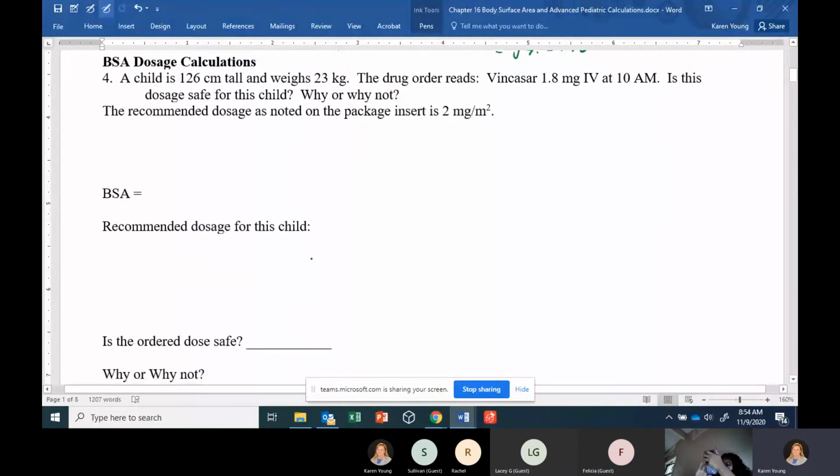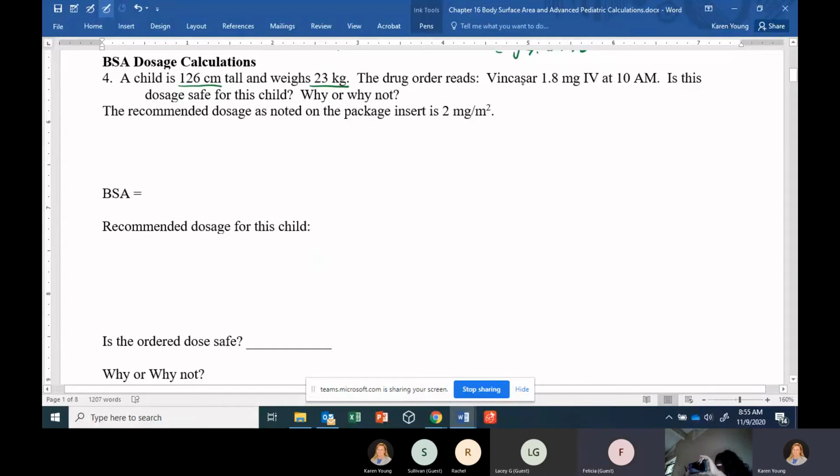Okay. So let's look at number 4. And this one we're actually going to end up calculating, is the dosage safe? So we're going to do real similar to what we did in chapter 13. So we have a child that's 121 centimeters tall, and weighs 23 kilograms. So this one's in centimeters and kilograms. I don't have to worry about converting anything.